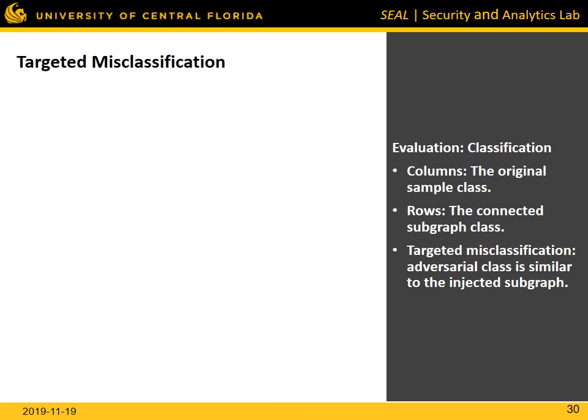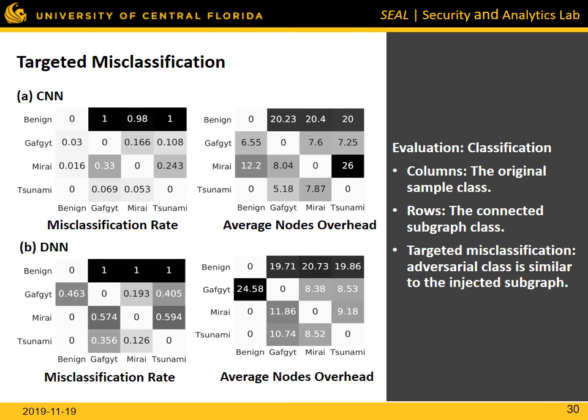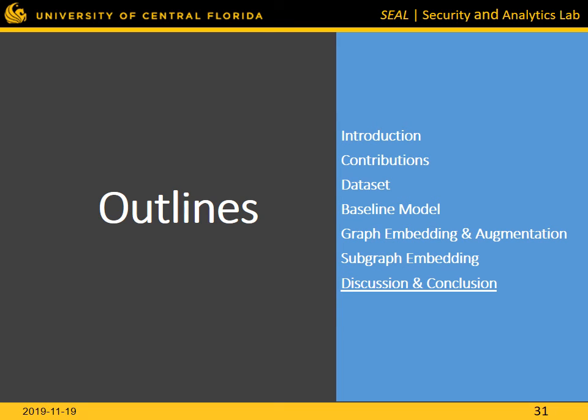For the targeted misclassification, a successful targeted attack occurs when the sample is misclassified as the class of the injected subgraph. And so for CNN-based models, SGIA successfully misclassifies almost all malicious samples to benign with an overhead of up to 20.4 nodes. Similarly, we achieved results for the DNN-based model. As observed, SGIA reduces the adversarial example overhead and the injected size while maintaining the adversarial performance of the generated sample. So finally, we will conclude our presentation with a discussion and concluding remarks.